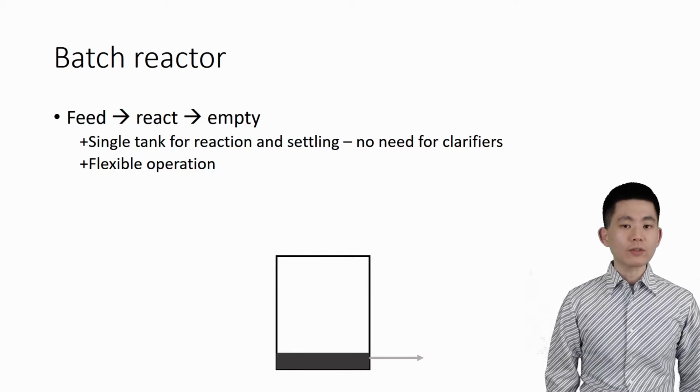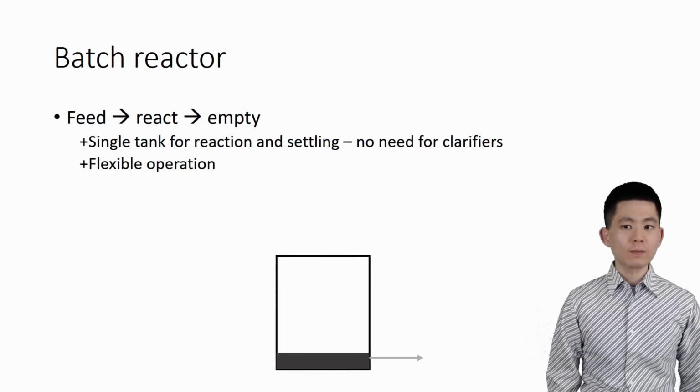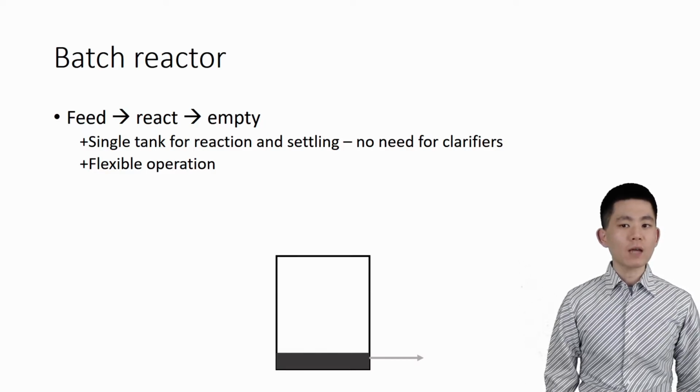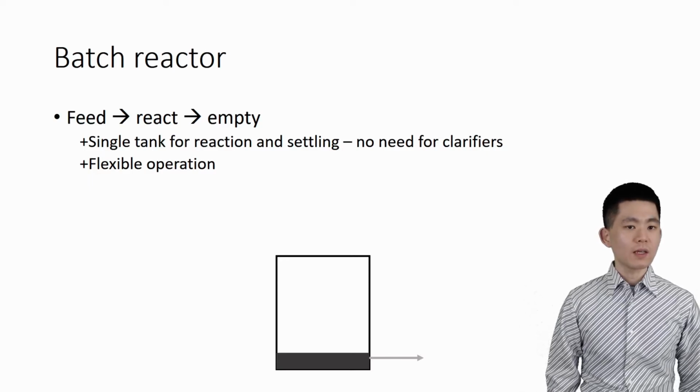Batch reactors allow single tank reaction and operation. There's no need for a second clarifier. It also allows flexible operation such as overtime aeration intensity adjustment and substrate step feeding.